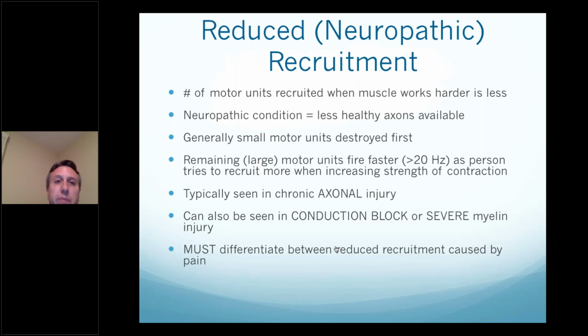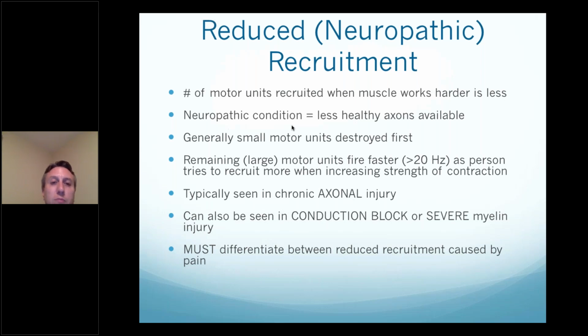So again, neuropathic recruitment is when the overall number of motor units recruited when the muscle works harder is less. So there's a smaller number of motor units being recruited. The reason is that this is a neuropathy, meaning that there are fewer healthy axons available. So when the person tries to contract, they don't have as many motor units, so there's less there to contract.